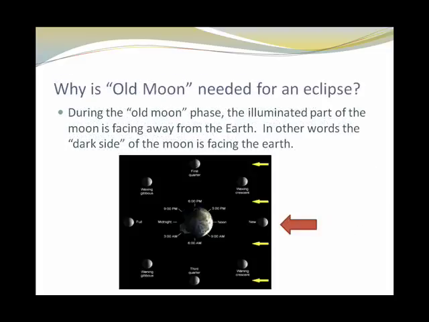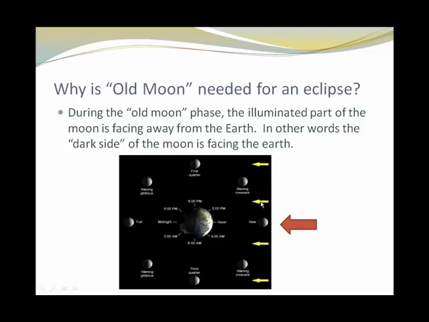Why is old moon needed for an eclipse? During the old moon phase, the illuminated part of the moon is facing away from the Earth, meaning it's facing the sun. In other words, the dark side of the moon is facing the Earth. Now here in this diagram, they've labeled it as new moon, but of course we're calling it old moon. The sun is over here in this region, of course much farther away than the red arrow, but it's over here on this side.